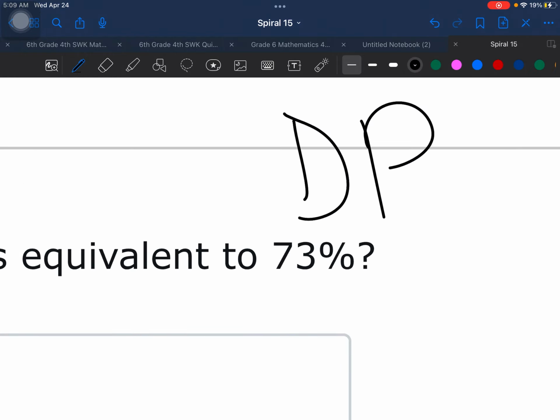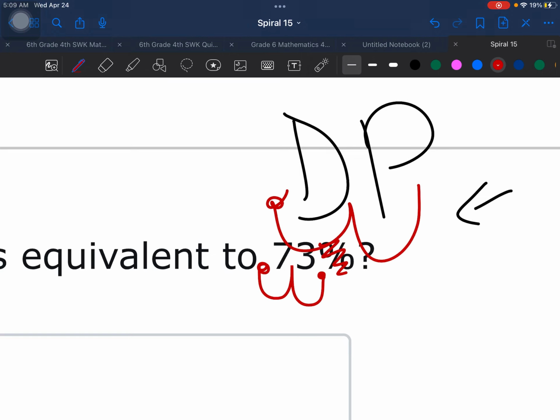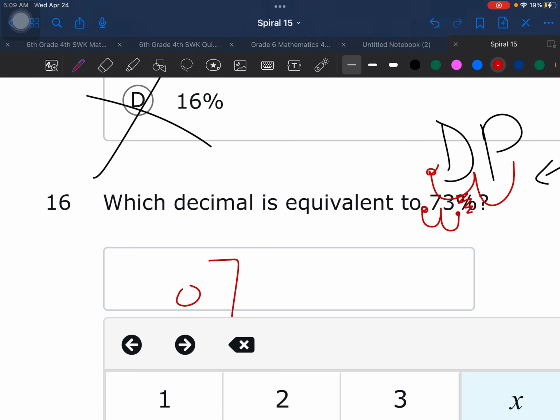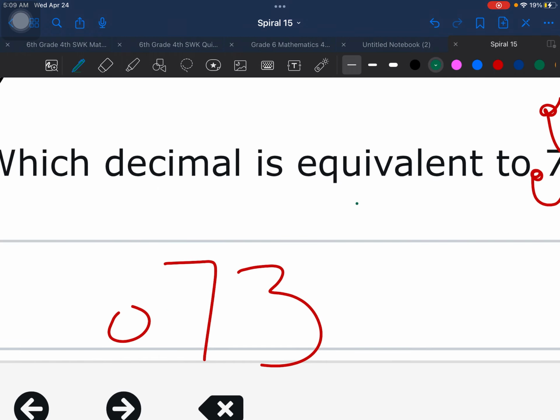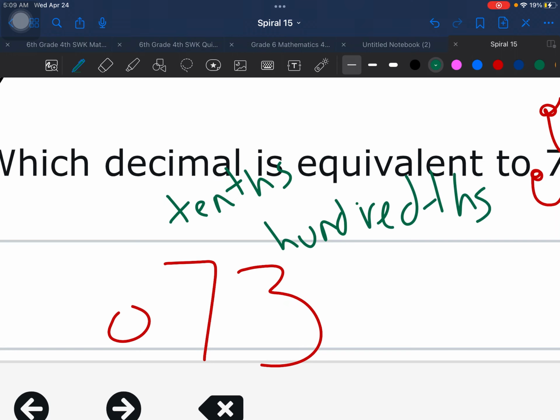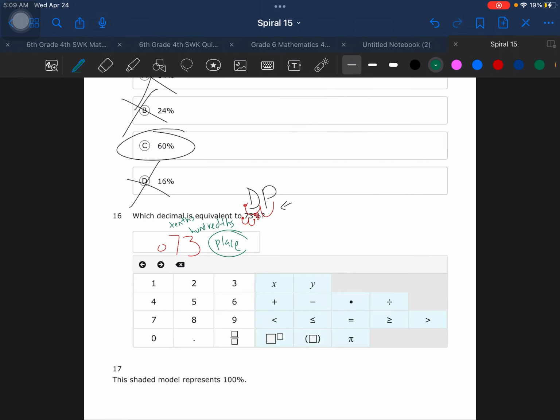What decimal is equivalent to 73%? How do we turn percentage to a decimal? Easy. Quita el percentage. Put a decimal and 2 times to the left. Now, your decimal is 0.73, or you say it correctly, 73 hundredths. This is tenths, and this is hundredths. So depending on the position, the place that it's in, that's what you call it.